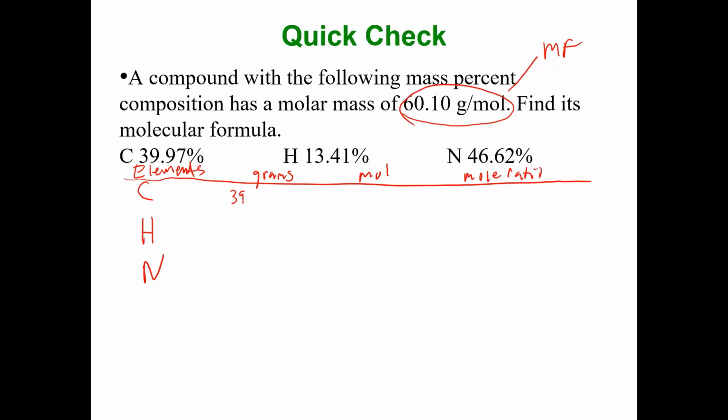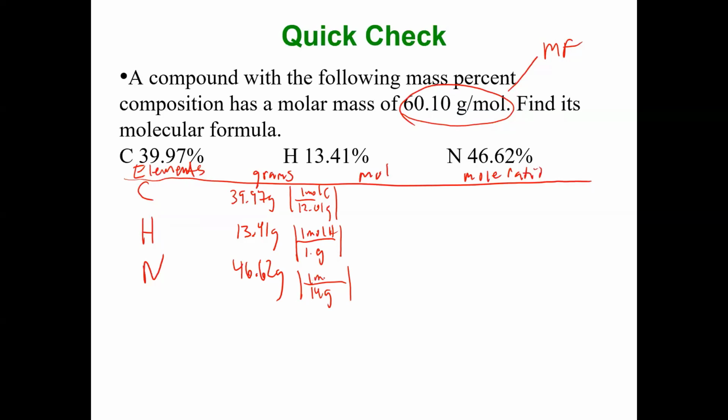So then I have 39.97 grams of carbon, 13.41 grams of hydrogen, and 46.62 grams of nitrogen. Now I need to convert all of those to moles. How am I going to do that? Well, there's 12.01 grams per 1 mole of carbon, molar mass. We'll just say 1 gram per 1 mole of hydrogen, periodic table, and 14 grams per 1 mole of nitrogen. I'm rounding this to go fast.